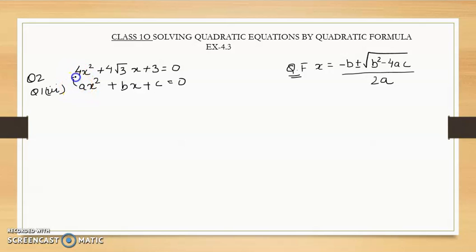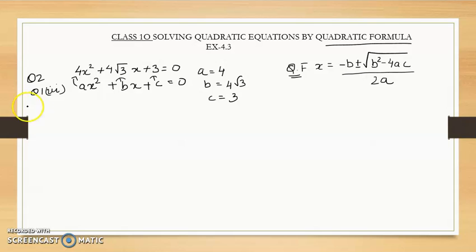So the value of a is 4. What is the value of b? 4 root 3. What is the value of c? 3. So I can write here a is equal to 4, b is equal to 4 root 3 and c is equal to 3. Have you followed, students? This is the second question I am solving for you. I solved the previous question also by the quadratic formula. Again I am solving so that it will be easy for you and you can start solving other questions. These are the values of a, b and c which we will substitute in the quadratic formula.